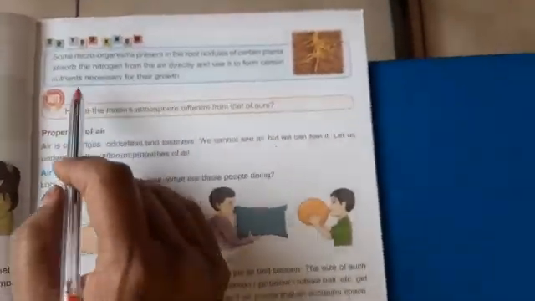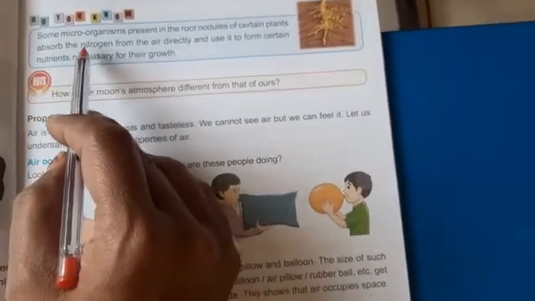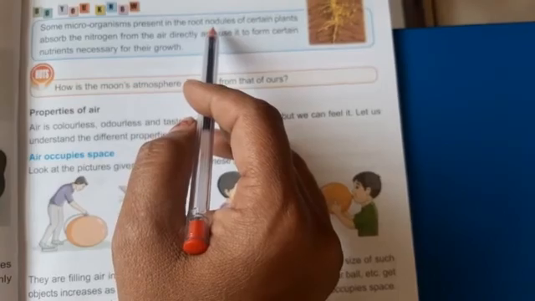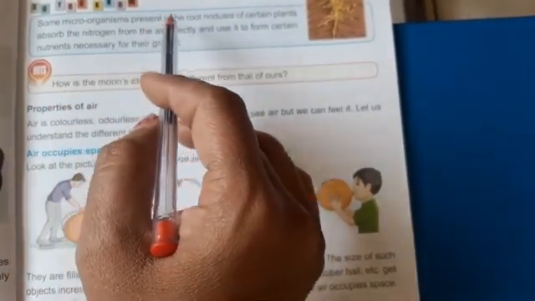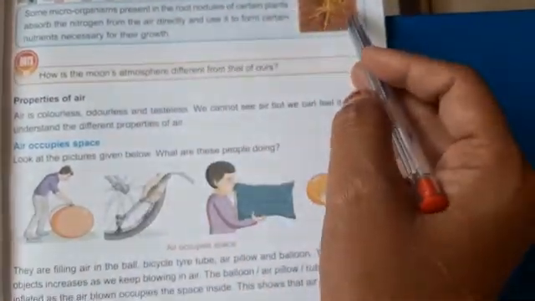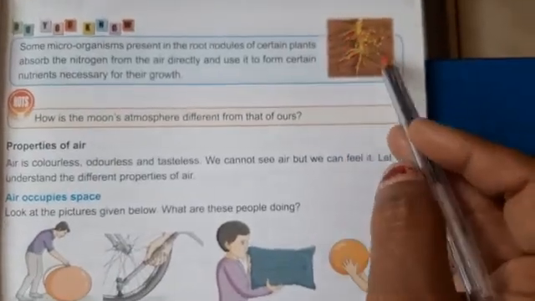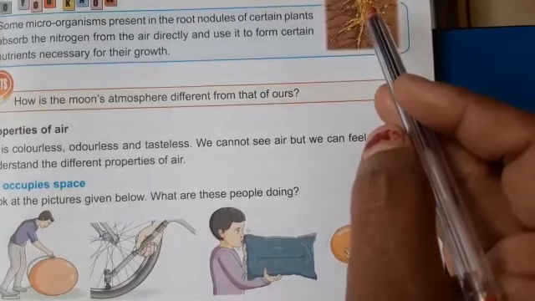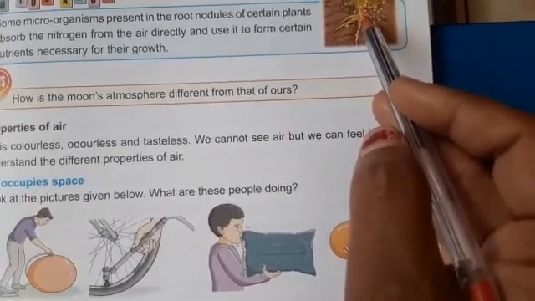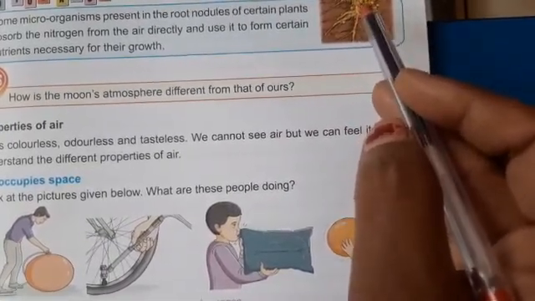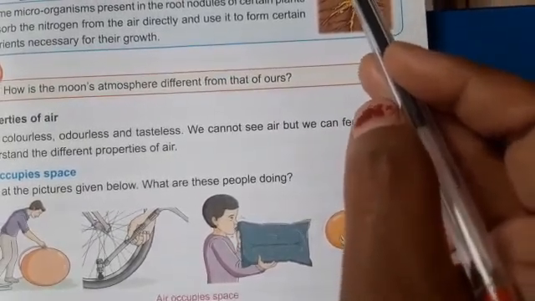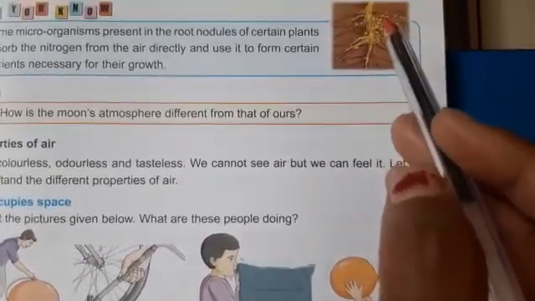Understood? Now see, do you know, kids? Some microorganisms present in the root nodules of certain plants absorb the nitrogen from the air directly and use it to form certain nutrients necessary for their growth.